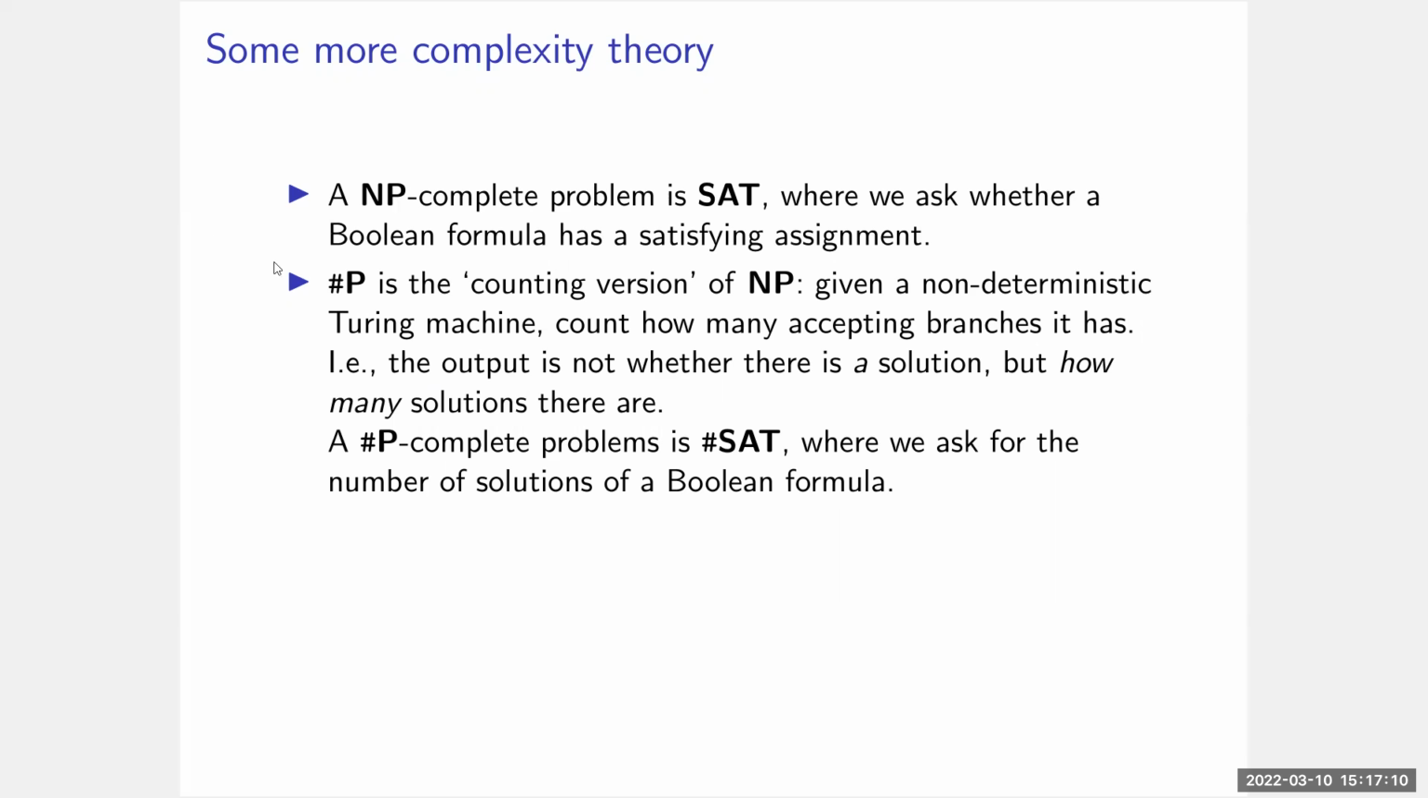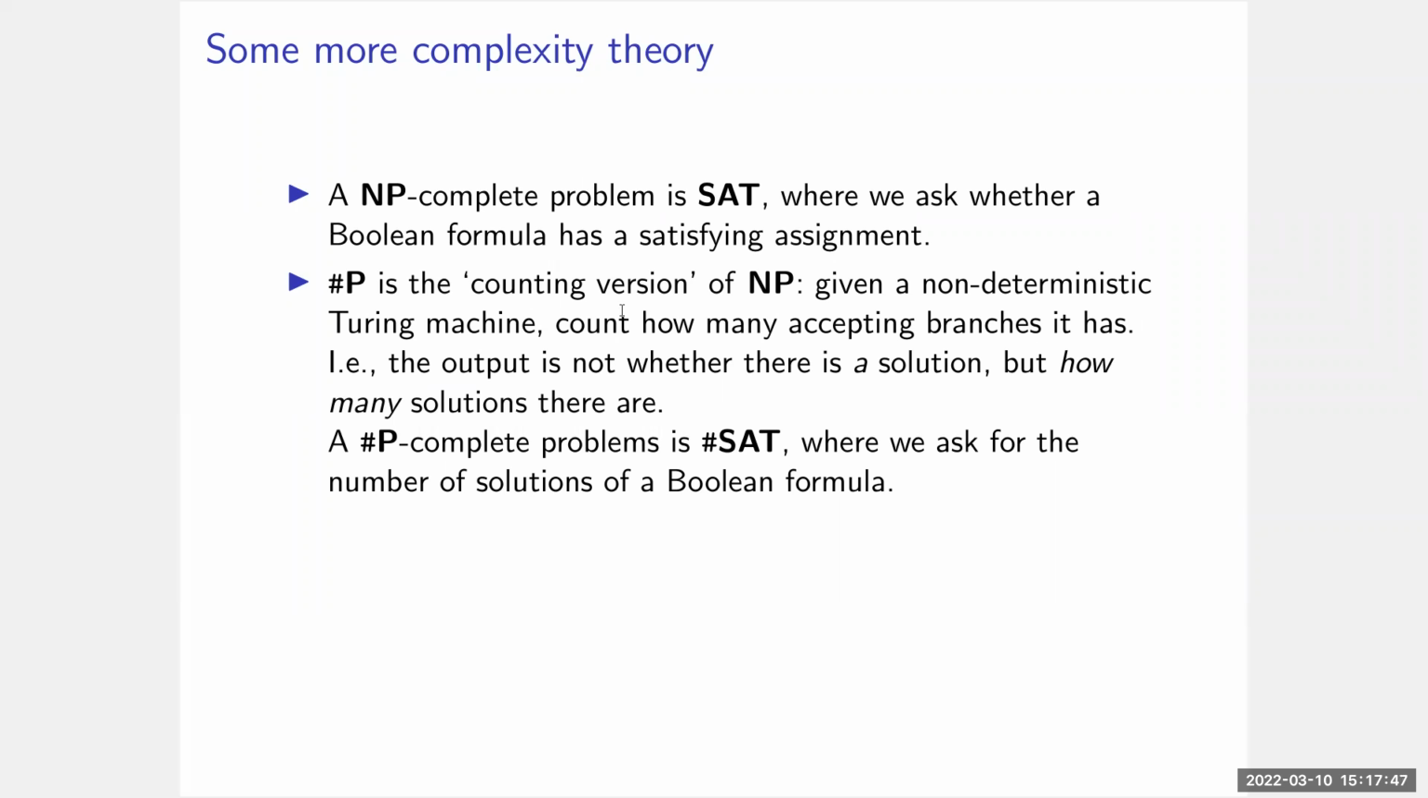There is a complexity class sharp P, sometimes people also call it number P, which is the counting version of NP. That means we're given a non-deterministic Turing machine, and we need to count how many accepting branches it has. We are going down every possible path in the Turing machine, and at the end some of them will say yes, this is a satisfying solution, and others will say no, it's not. And then we're asked, how many of these branches actually accept? So the output is not whether there is a solution, but how many solutions there are.